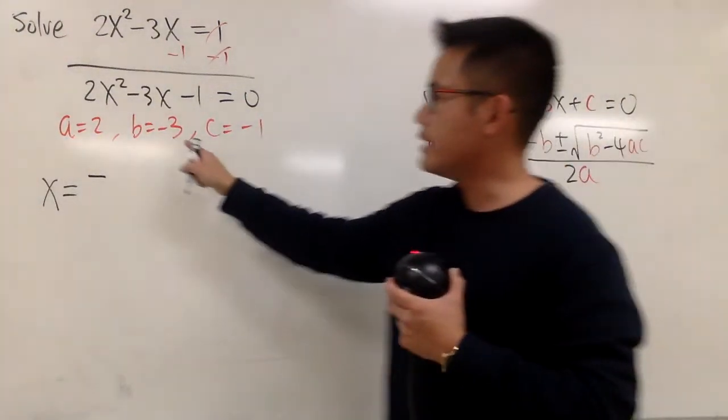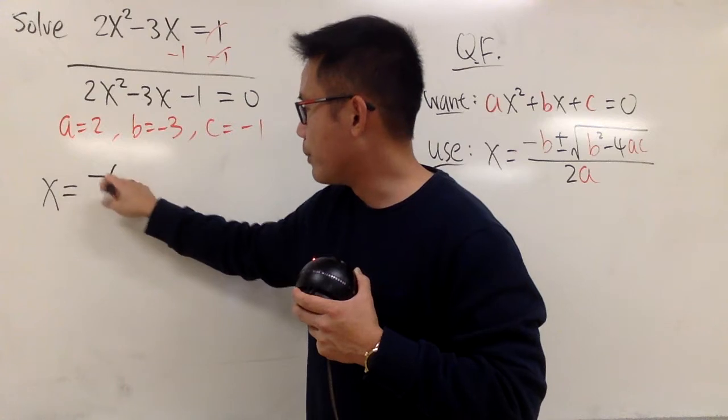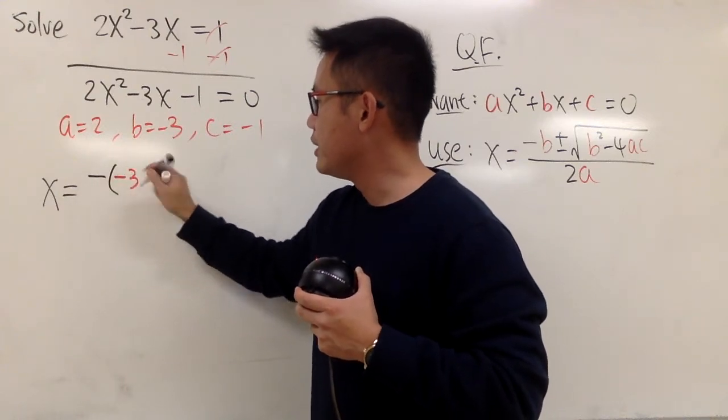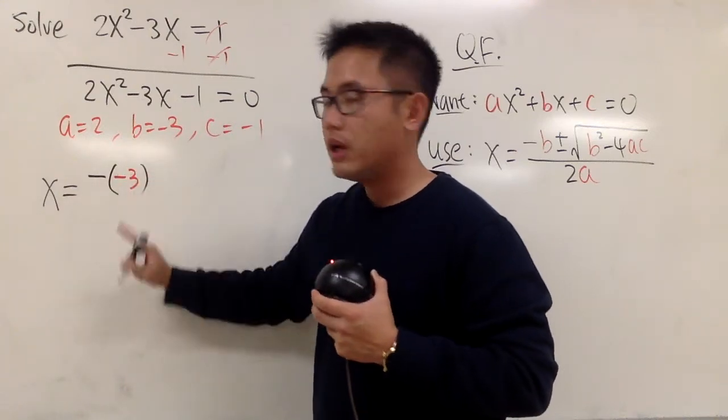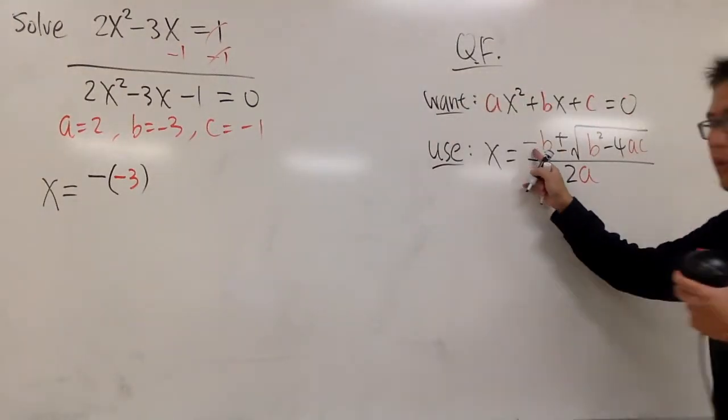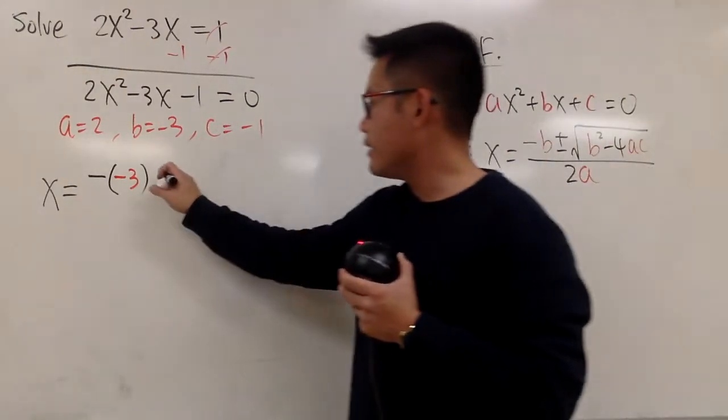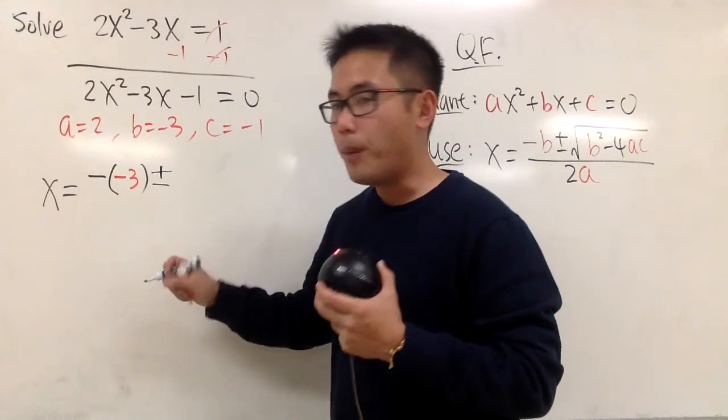So now, x is equal to, the formula says we will have negative b, which in our case is negative 3. So we will have to open the parentheses, putting negative 3. This is the b value. This negative was from the formula, okay? And then we put down the plus or minus, and we open the square root.